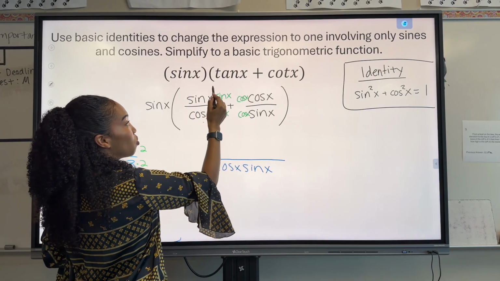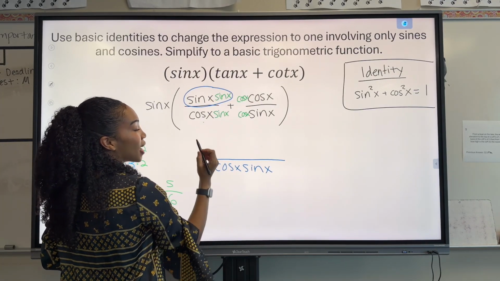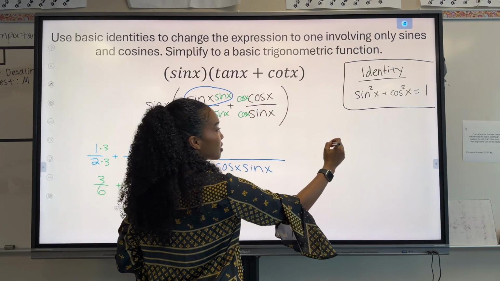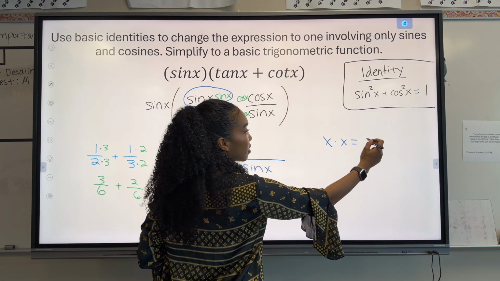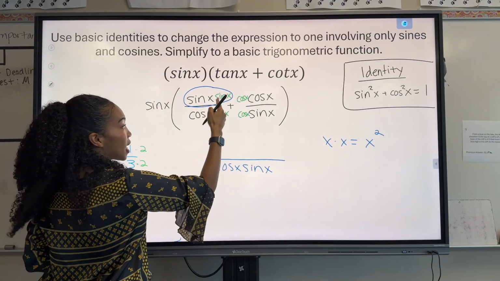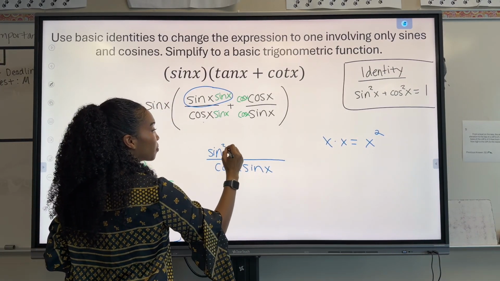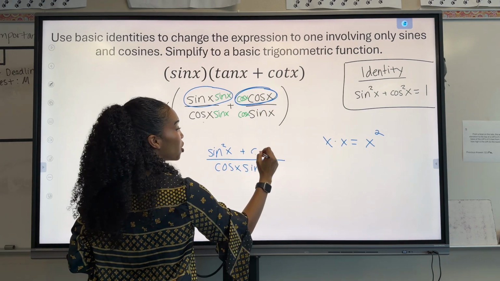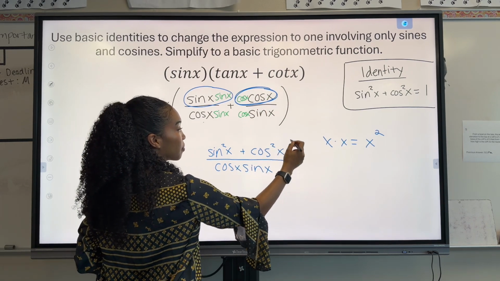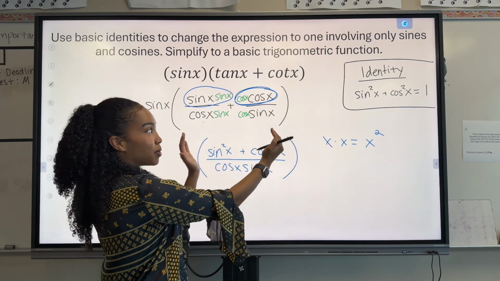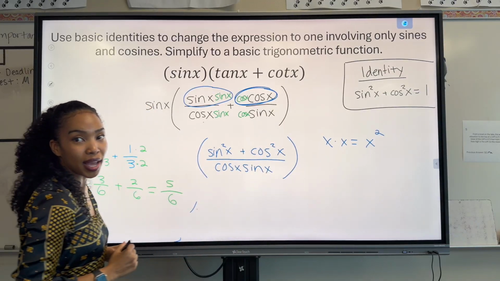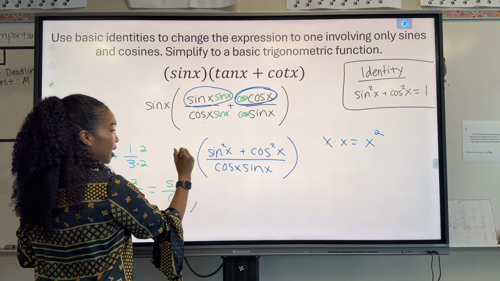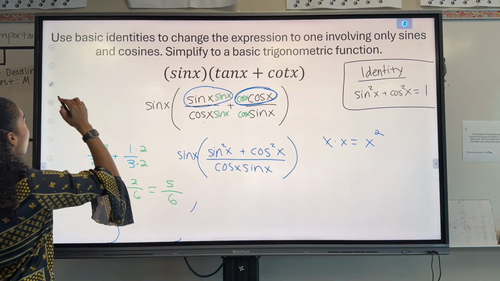First of all, what is sine times sine? Okay, what is x times x? Sine squared. Yes. So sine times sine would be sine squared, plus cosine times cosine is cosine squared. Okay, so that's what happened in my parentheses. We had to add the fraction. And I still have this sine on the outside. All right.